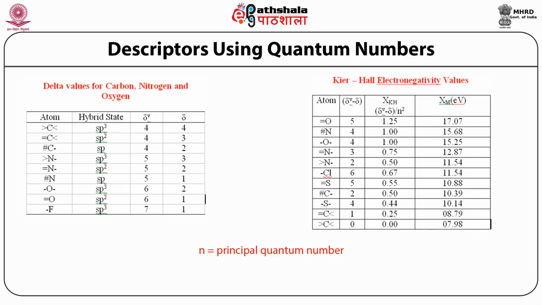There is another very important electronegativity value called the Kier-Hall electronegativity value. Instead of using only delta V and delta, one uses delta V minus delta divided by n squared, where n is the principal quantum number. And this is highly correlated with the electron volt, which is shown here in the left table, in the second, third and fourth columns. These two correlate very well and have been utilized quite well in different cases of prediction.